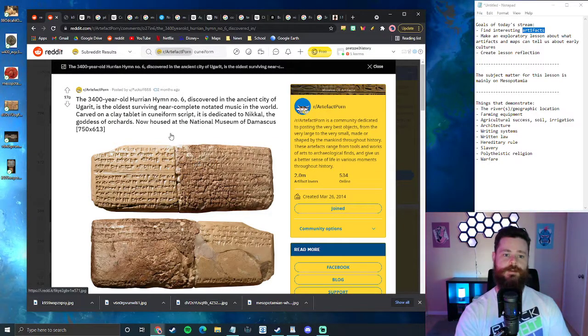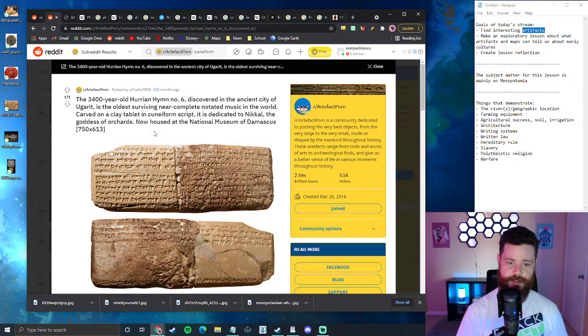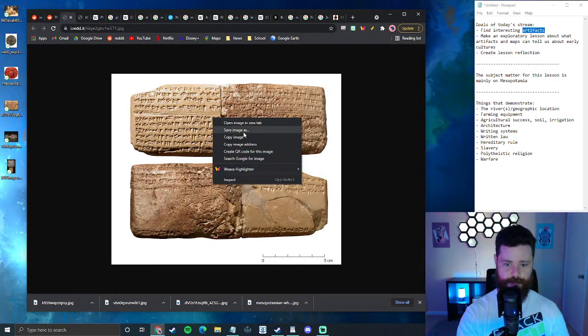Yes. Okay. The 3,400-year-old Hurrian hymn, number 6, discovered in the ancient city of Ugarit, is the oldest surviving near-complete notated music in the world. Carved on a clay tablet in cuneiform script, it is dedicated to Nikkal, the goddess of orchards, now housed at the National Museum of Damascus. Definitely including this one here.